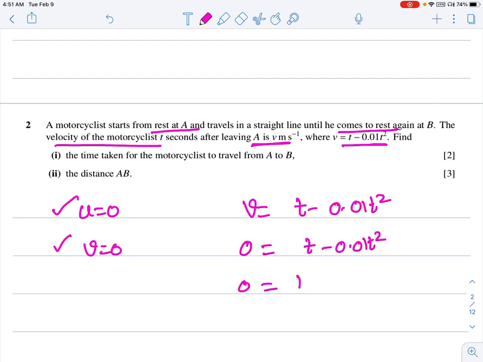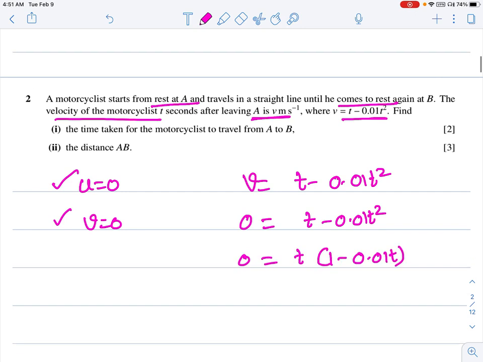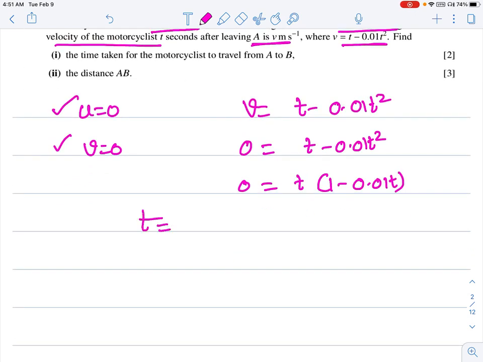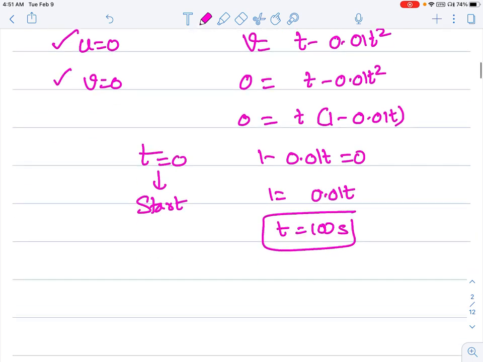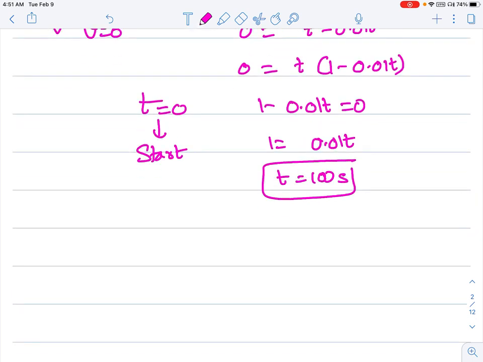So 0 is equal to, I take t common, t times (1 minus 0.01 t). From there I get two answers. t is equal to 0, which is at the start. That's correct. Another answer will give me the time when it is at the end. So 1 is equal to 0.01 t, so t is equal to 100 seconds. So it took 100 seconds to travel from A to B. Then it asks to find the distance.